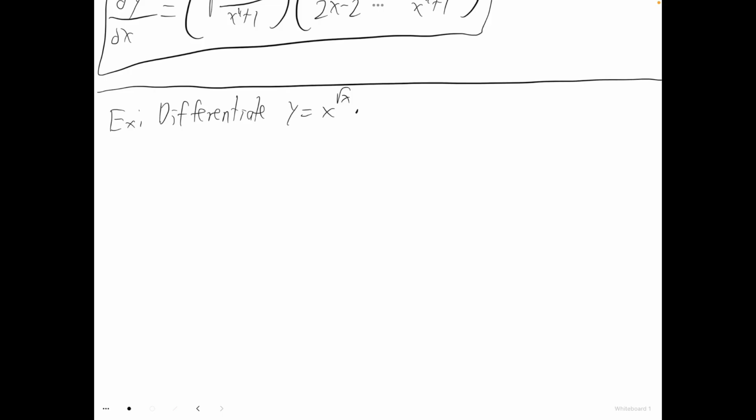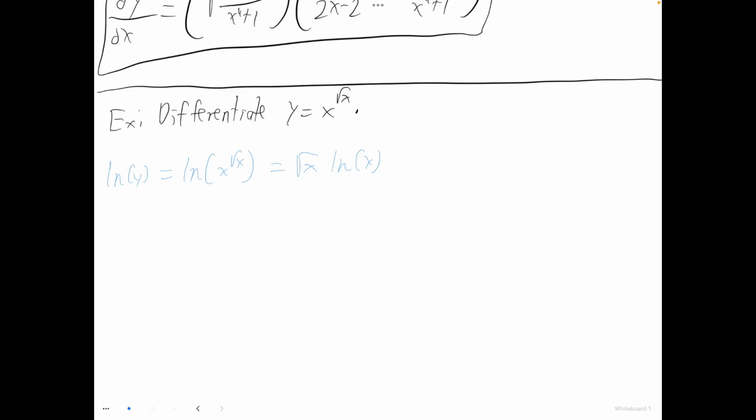Now the reason why we couldn't do this beforehand is this is not a power function and not an exponential function. And it's not a composition of those either, because we have x both in the base and in the exponent. And so we are going to use logarithmic differentiation to fix that problem. So we're going to take the natural log of both sides to get ln of y equals ln of x to the square root of x. Now we can pull exponents down, so this becomes the square root of x times ln of x.